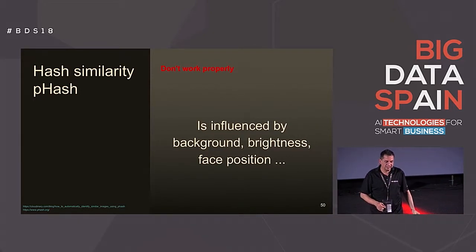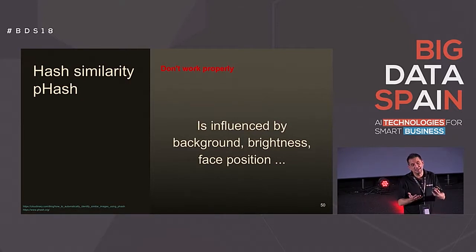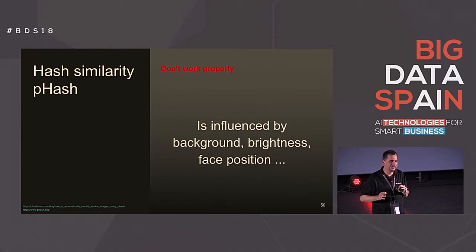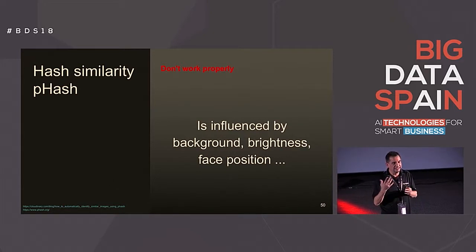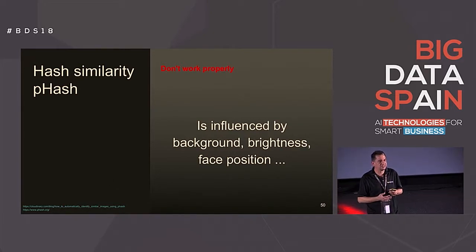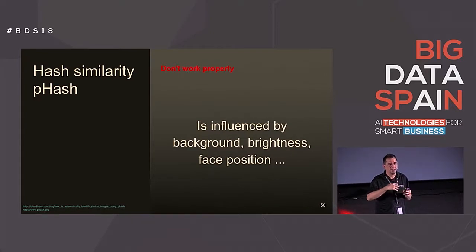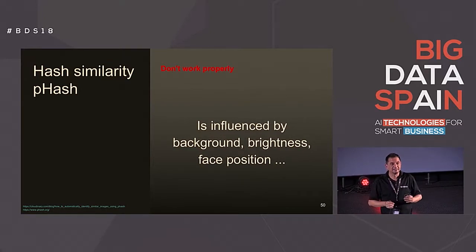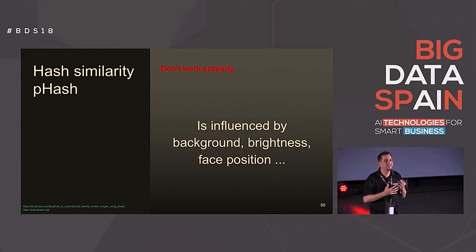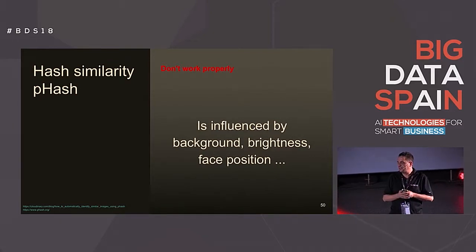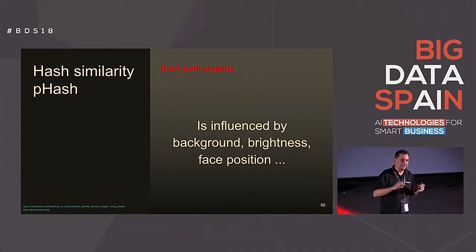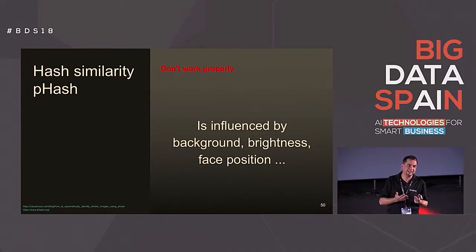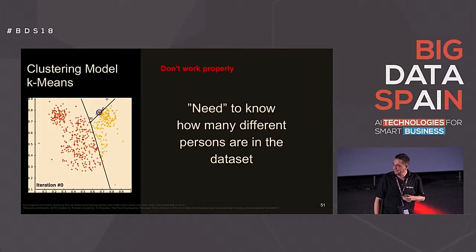The first of all is a proximity hash. A proximity hash is a hash function, but not like a cryptographic function, because in this case it can be used over images, and the output is very similar when the image is very similar. This kind of technique doesn't work properly because the background of the image and the lighting in the image can modify the output of this proximity hash.